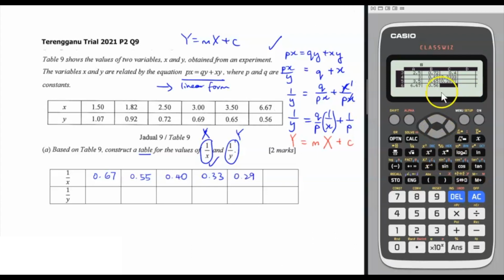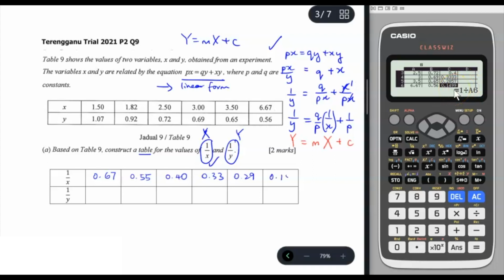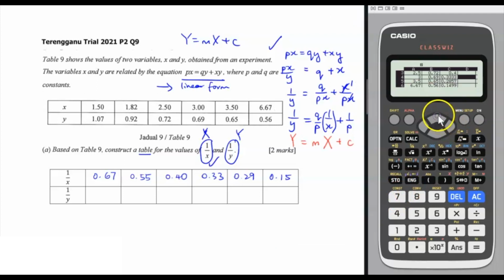Okay, next one. So you're going to find C6, which is 1 over A6. Go to Option, 1 divided by A6. So equals. Okay, so you get 0.1499. So we round to 2 decimal places, and it becomes 0.15. So 0.15. Okay, now we're going to solve for 1 over y, which is column D. So we go back up.